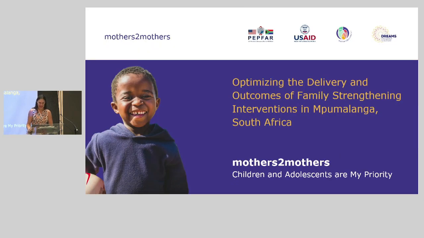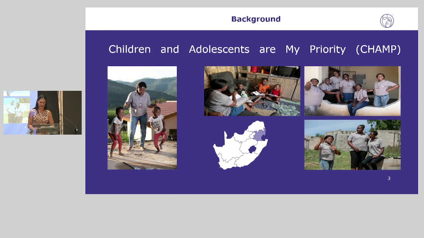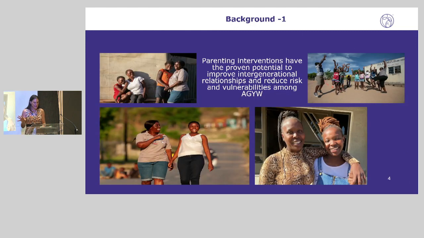I'll be presenting a study that was conducted by Mothers to Mothers as part of our Children and Adolescents Are My Priority project. We are located in Mpumalanga Province, South Africa. Mpumalanga borders Mozambique and Eswatini. It has high rates of HIV, unemployment, gender-based violence, all of which particularly affects adolescent girls and young women. So to address these particular problems, our project implements multiple packages of evidence-based interventions in the communities for orphans and vulnerable children from 0 to 17, adolescents included.